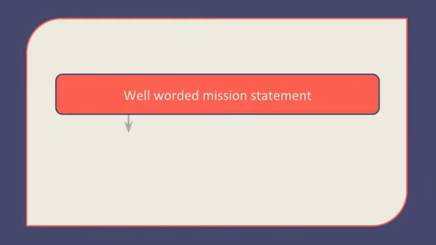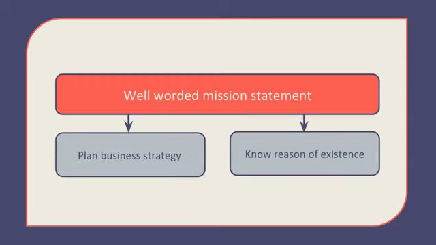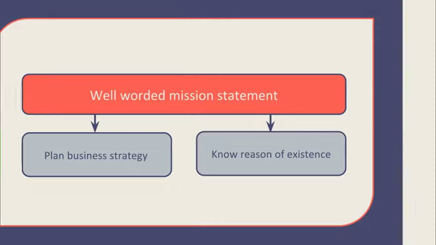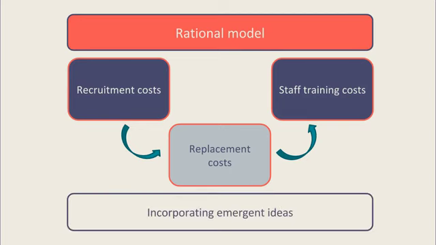Let us suppose we have a well-worded mission statement. The organisation can then go on to plan its business strategy now it knows why the organisation is in existence. There is a continuum of strategy formulation models. The rational model is an example of detailed planning in advance. In reality, usually an organisation, when executing a rationally planned strategy, will incorporate emergent ideas into that strategy along the way. The environment changes, so the initial plan cannot anticipate all eventualities. Neither can the planners come up with all their good ideas at the planning phase.